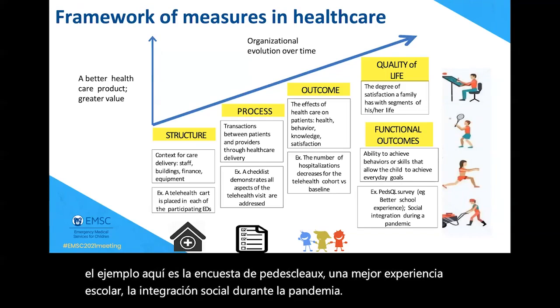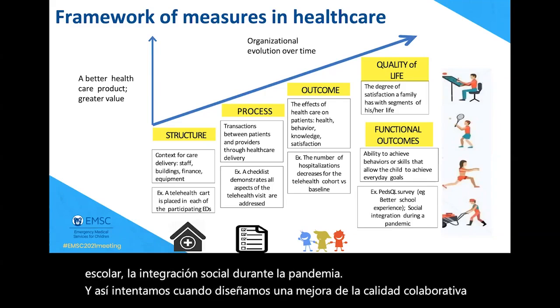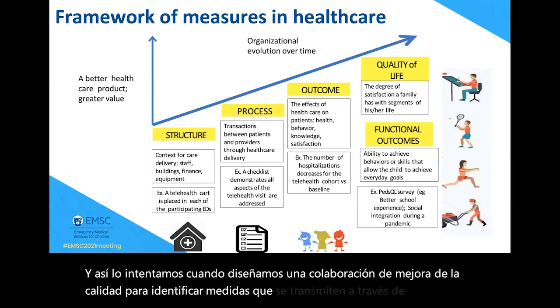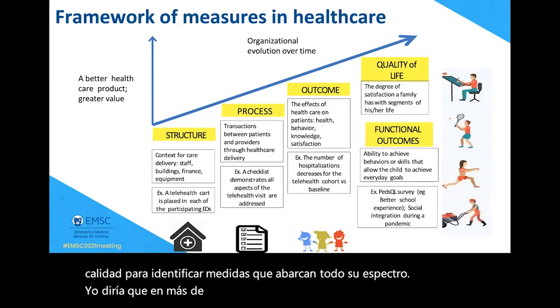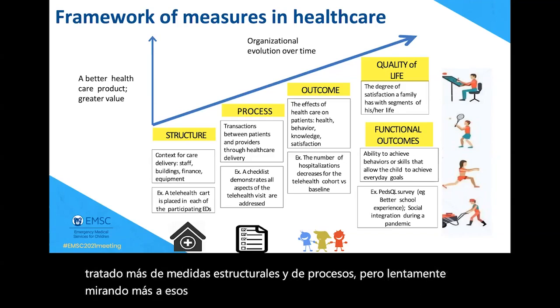And so, when we design a quality improvement collaborative, we try to identify measures that go across this entire spectrum. I would say in more of our recent or past collaboratives, it's been more about structural and process measures, but we are slowly looking more at those outcome, quality of life, and functional outcomes.